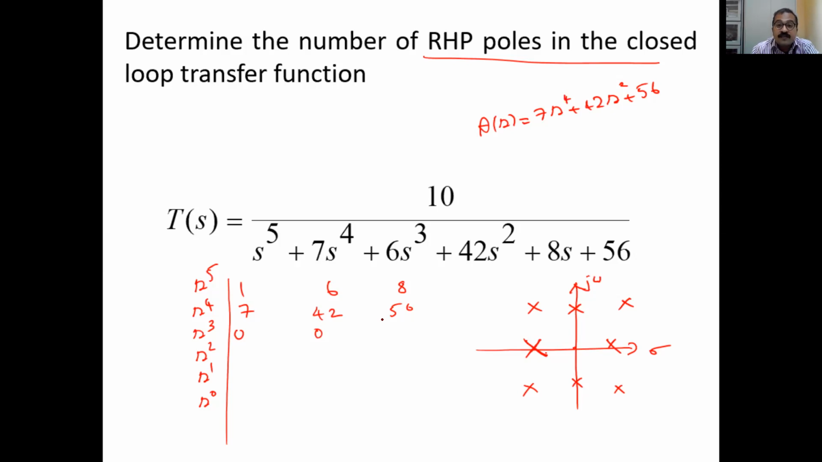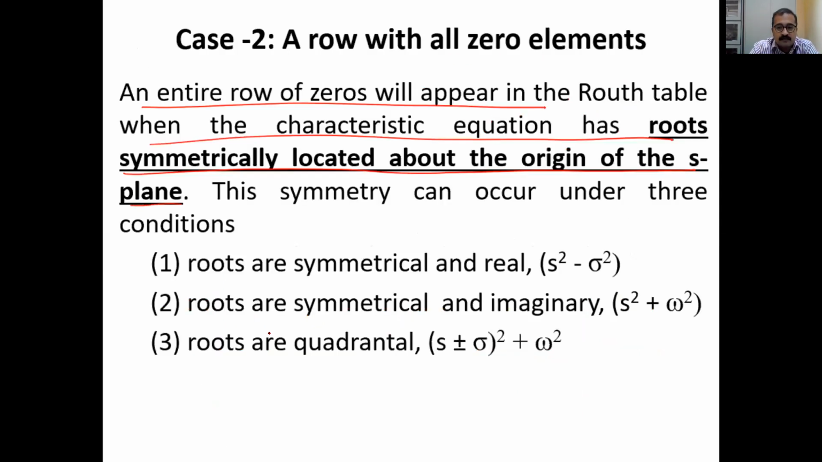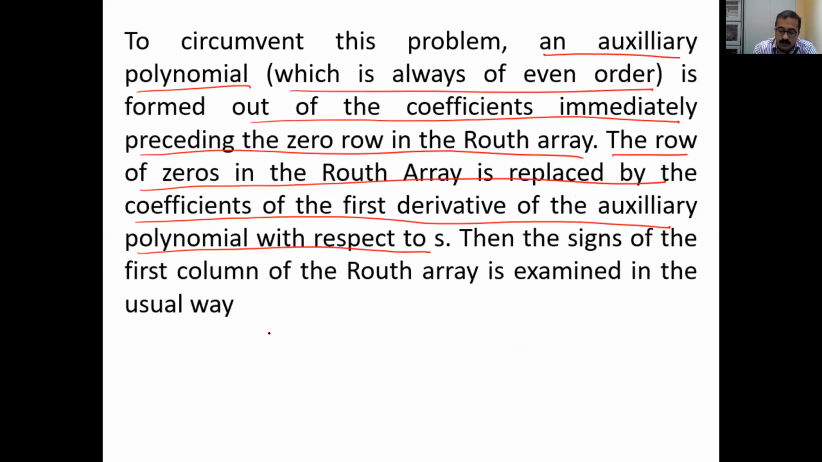What you have to do, you have to differentiate that. So dA by ds. What will you get? 28S cube plus 84S. Okay. So instead of this 0, 0, you substitute that coefficient 28 and 84. Okay. Now you can continue the table. Okay. So if you continue the table, you will see that there will be no sign changes.